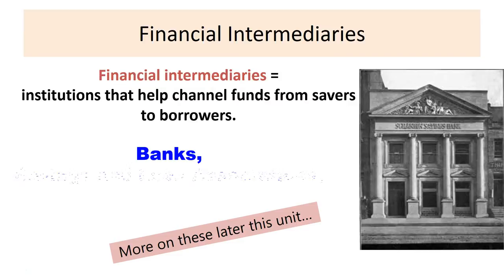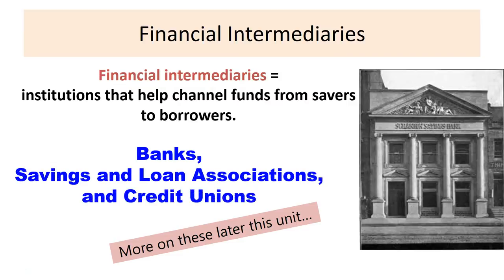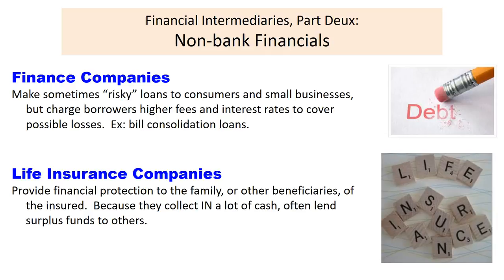So, what we need to talk about are financial intermediaries. Financial intermediaries help to channel funds from savers to borrowers. These are like banks, savings and loan associations, credit unions. We'll talk about this in a lot more detail later this unit. Now, there are a whole series of non-bank financials. These are financial intermediaries that are not banks.